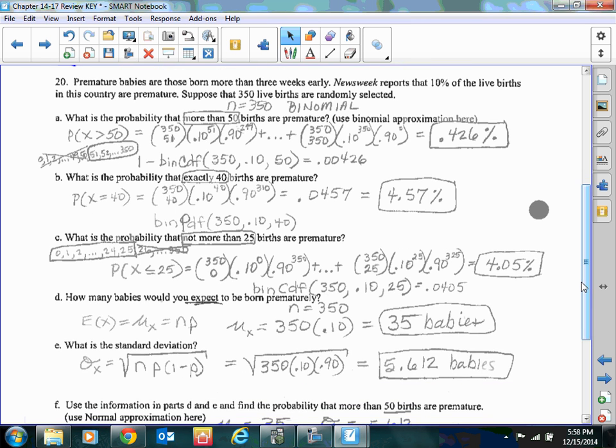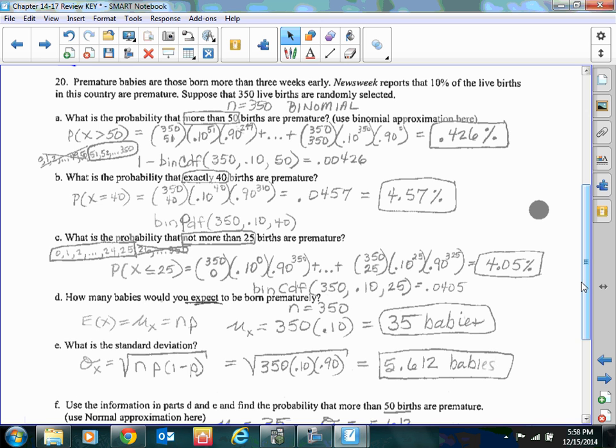Next, 20. Premature babies are born more than 3 weeks early. So that would be the definition. Newsweek reports that 10% of live births in this country are premature. Suppose that 350 live births are randomly selected. So they are premature or they are not. Okay, and one birth, I would imagine, is independent of the other. The probability stays the same.